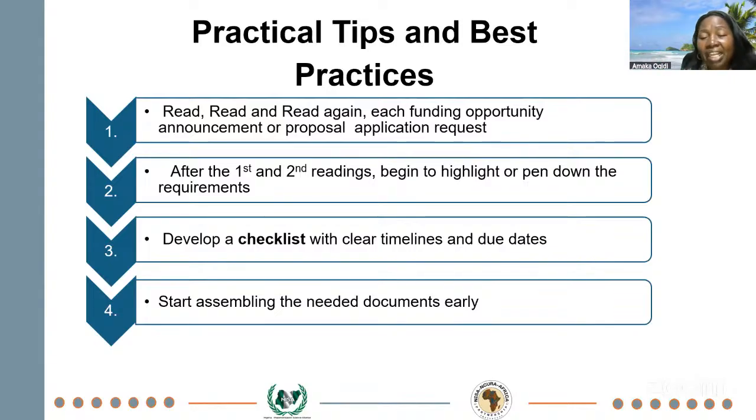And your checklist must have very clear timelines, both your own internal timelines and also the timeline of the funding agency, the due dates or the deadlines they've given to you. You have to clearly specify this in your checklist, and then you need to share it with your investigator.